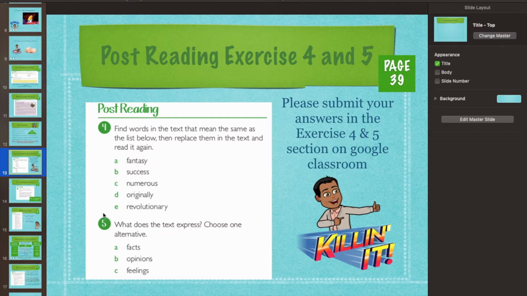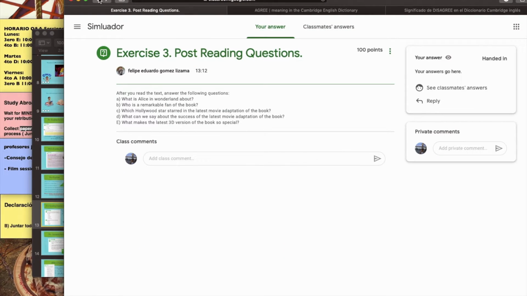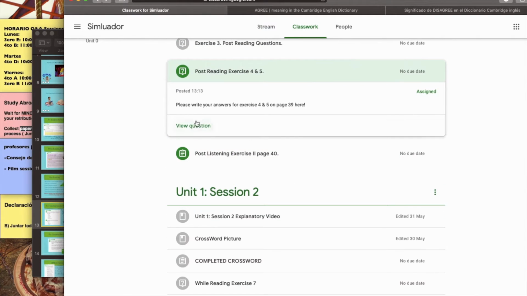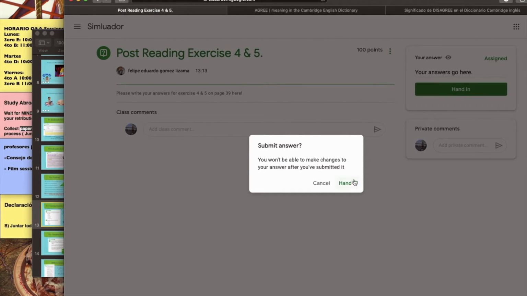And for exercise number 5, what does the text express? Choose one alternative. Do you think it expresses facts, opinions, or feelings? So for this exercise, you need to go on Google Classroom as well and answer the exercise here. Post-reading exercise 4 and 5, and your answers go here. And you hand it in.